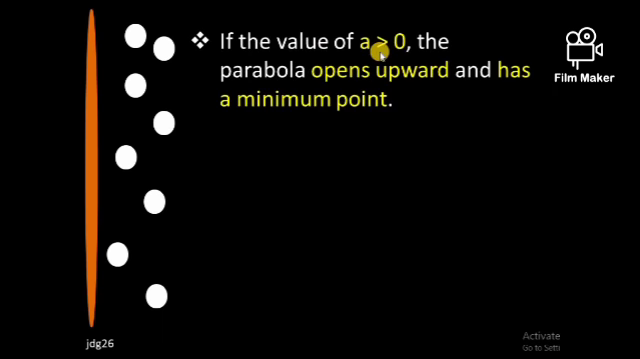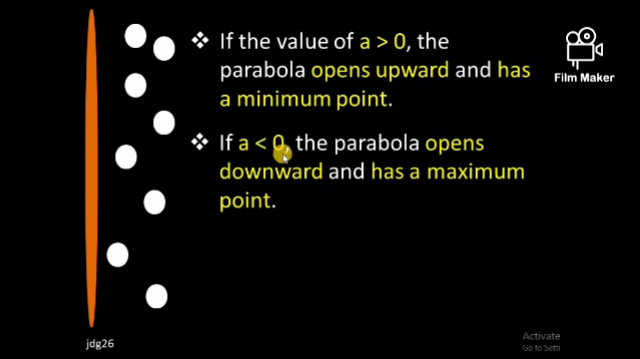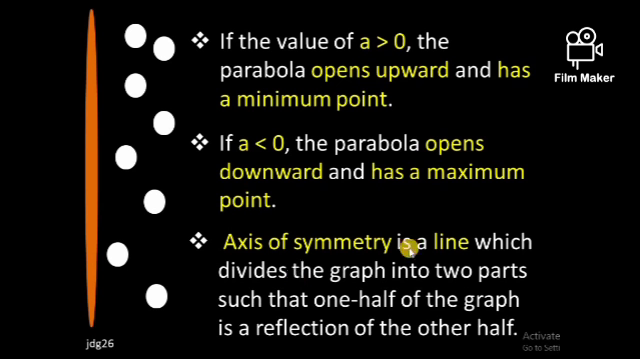If the value of a is greater than 0, then the parabola opens upward and has a minimum point. If a is less than 0, the parabola opens downward and has a maximum point. And the axis of symmetry is a line which divides the graph into two parts such that one half of the graph is a reflection of the other half.